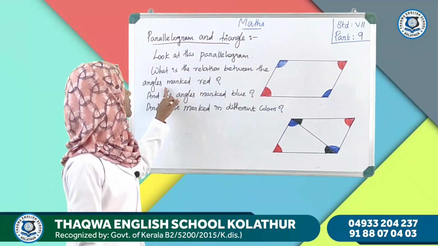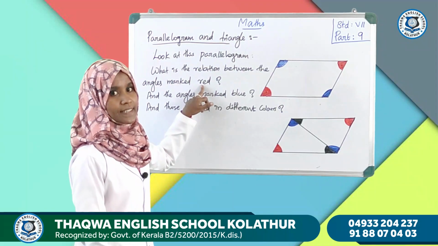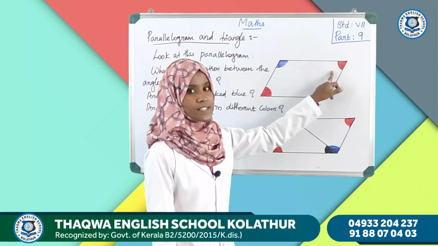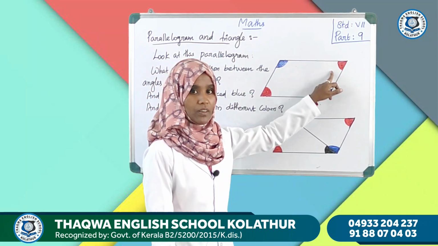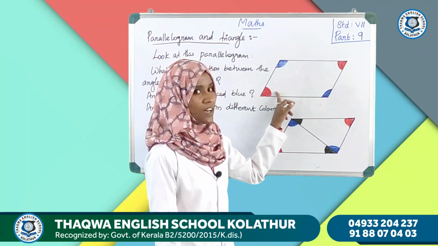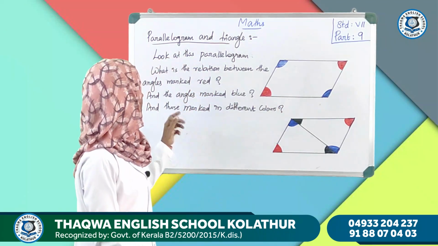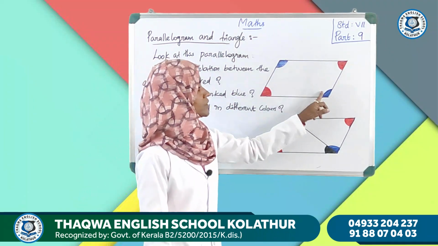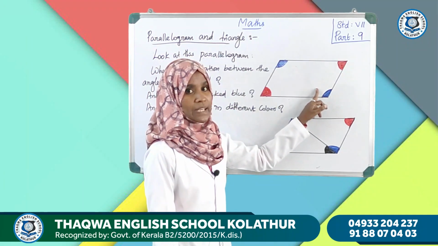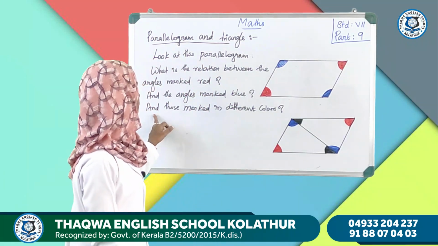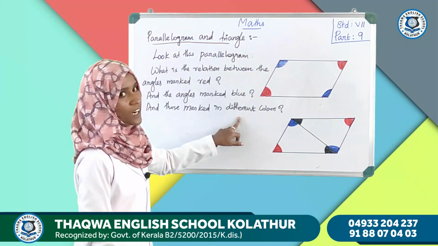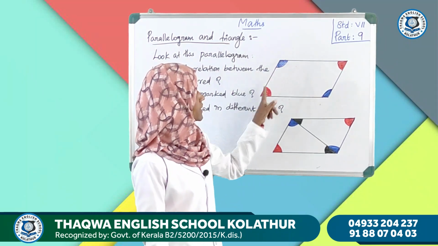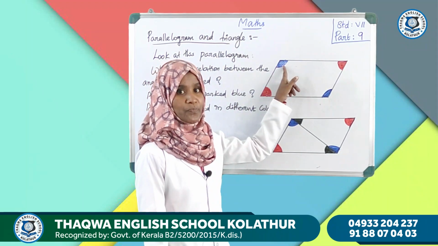What is the relation between the angles marked in red? Can you say? What about these angles? Yes, these two angles are equal. And the angles marked blue, these two angles are also equal. Next, those marked in different colors, these two angles, red and blue.